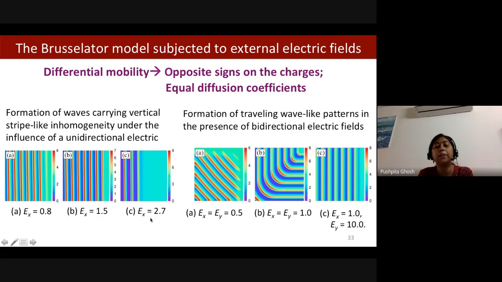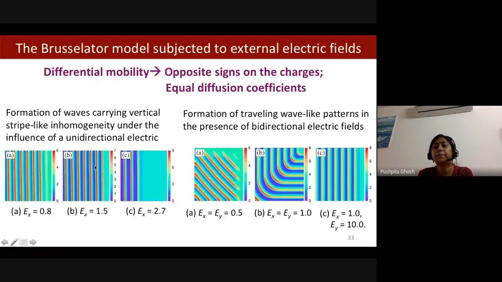With a higher value, we could see a large homogeneous region coming up, and we realize that at a value around 3, greater than 3, the entire system becomes homogeneous again. So there is definitely a modulation because of the presence of the electric field, such that from a homogeneous state we realize a wave instability.